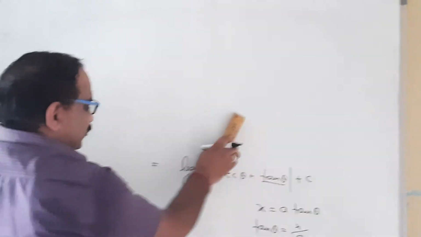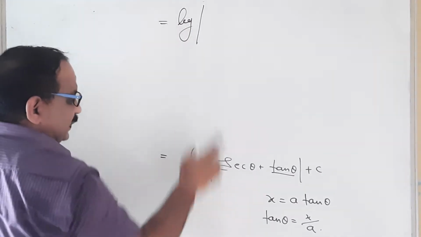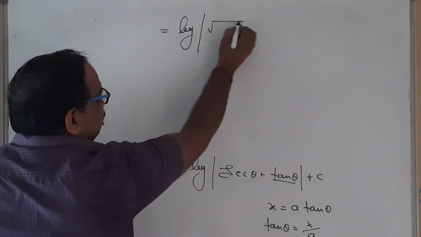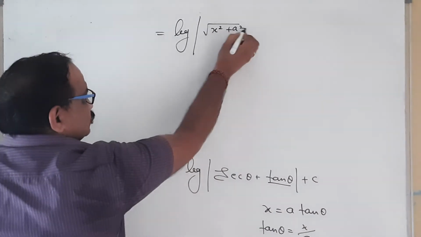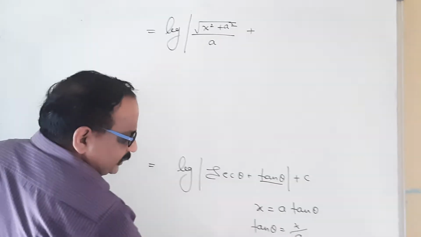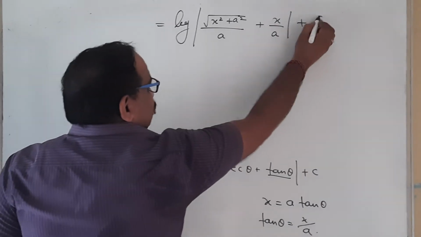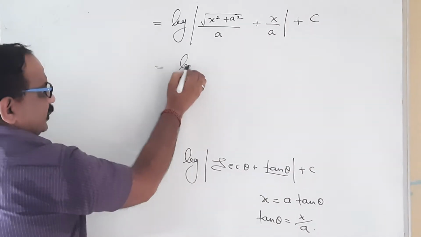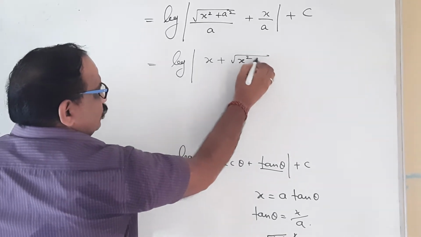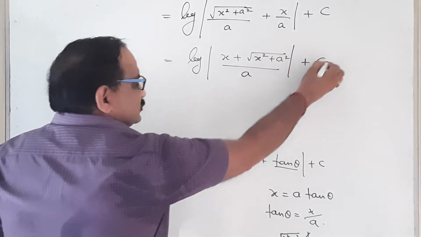Now finally we have to substitute the value of the components. So it is log of sec theta. Sec theta means hypotenuse upon base. So I should put that under root of x square plus a square upon a, and then plus tan theta, x upon a, that is tan theta, and plus some constant of integration. I can take it as an LCM part. So there is x plus under root x square plus a square upon a, and plus c.